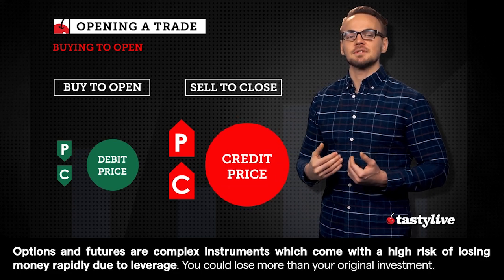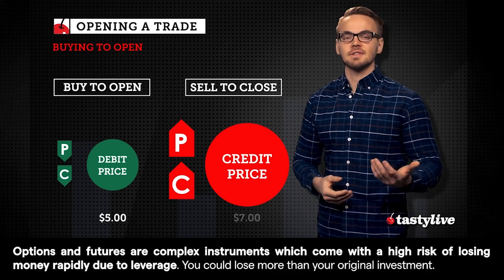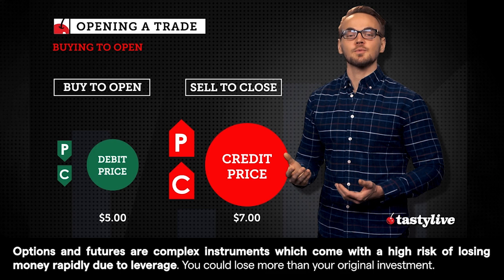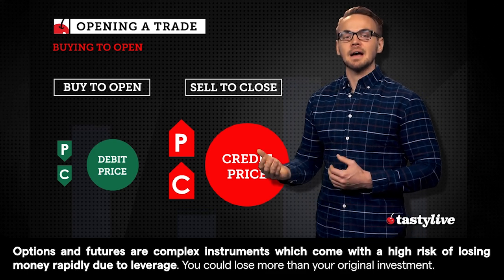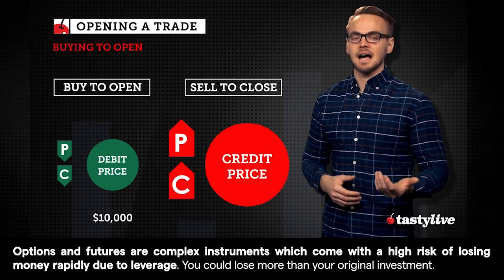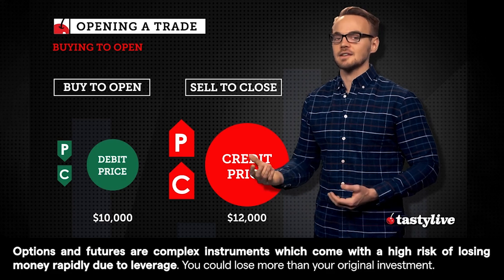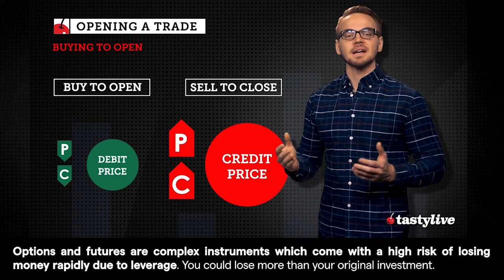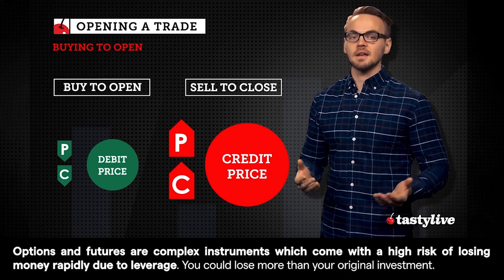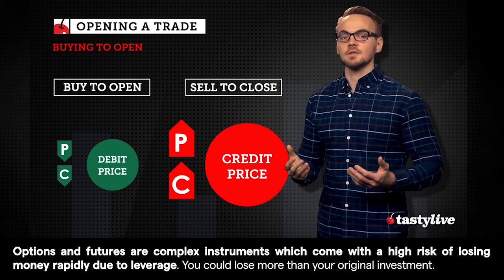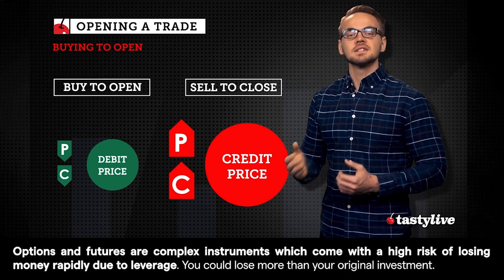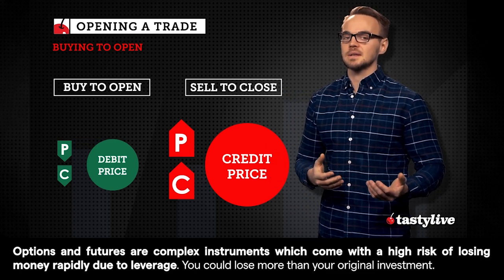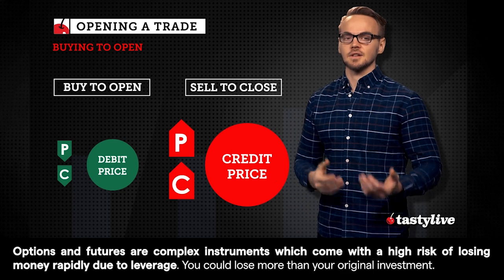If I buy an option for $5 and sell it for $7 later, I would make $2 per share or $200 in real dollar terms. If I buy 100 shares of stock for $10,000 and sell the shares later for $12,000, I would make $2,000. As you can see, the best case scenario when we buy to open is realized when we can sell to close for a higher price later. The difference in price would result in profit.